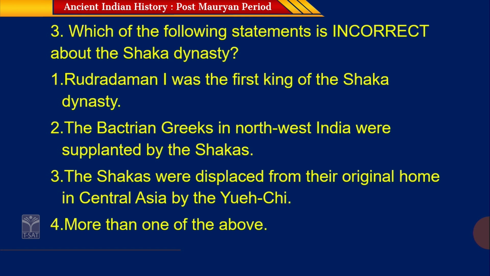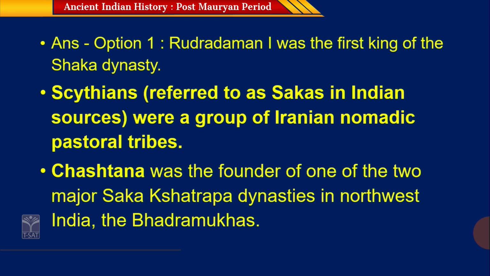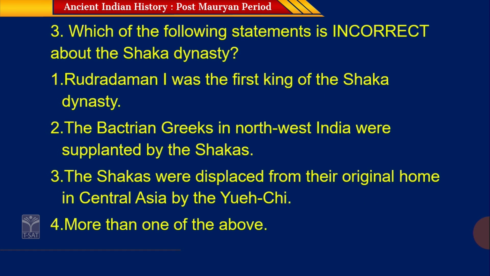Next question. Which of the following statements is incorrect about the Shaka dynasty? Rudradaman I was the first king of the Shaka dynasty. Bactrian Greeks in the northwest India were supplanted by the Shakas. The Shakas were displaced from their original home in Central Asia by the Yuezhi. More than one of the above. Since the question is asking incorrect, answer would be option 1.